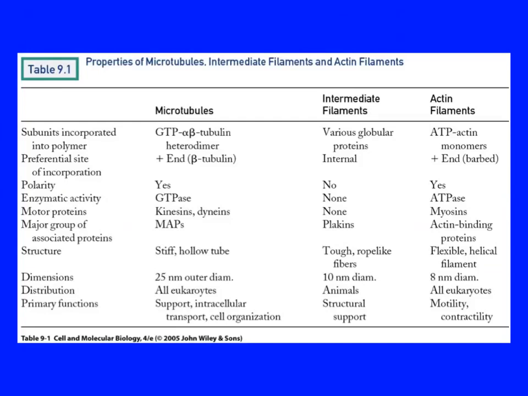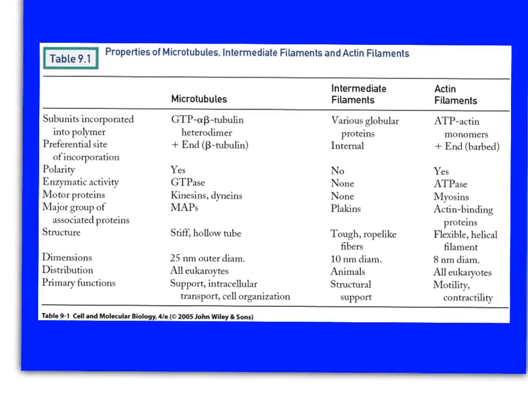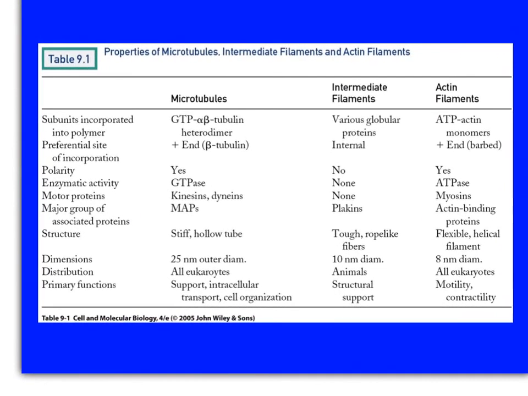Right? So for microtubules, we had alpha and beta tubulins, and they bind to GTP with the beta cycling. Okay? What does this say? Preferential site of incorporation is obviously going to be the plus end. I don't know why they put that in here. It's always the plus end. Okay? There is no end in the intermediate filaments, right? They're the same.